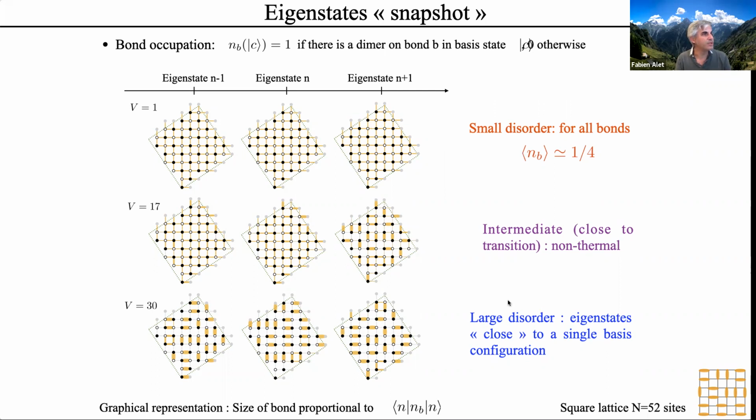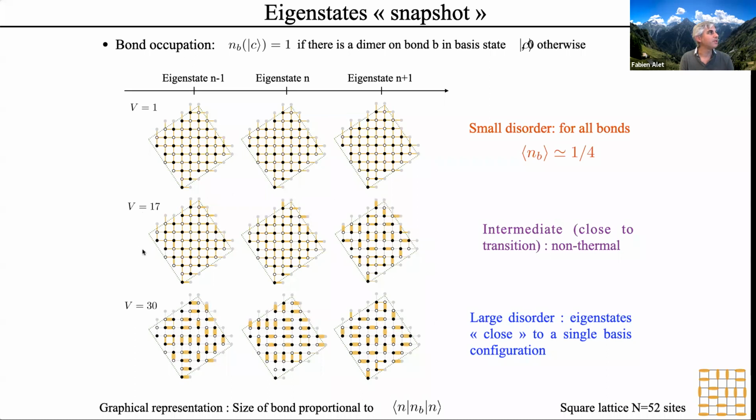If you now look at large disorder, you see that most of the configuration, and it's different on each of the 3 eigenstates, most of the eigenstates are essentially localized in some sense, close enough, at least with this observable, to some specific configuration in the basis. Of course, you see some kind of resonance here, but it seems to be close, at least visually, to what you expect for single basis states.